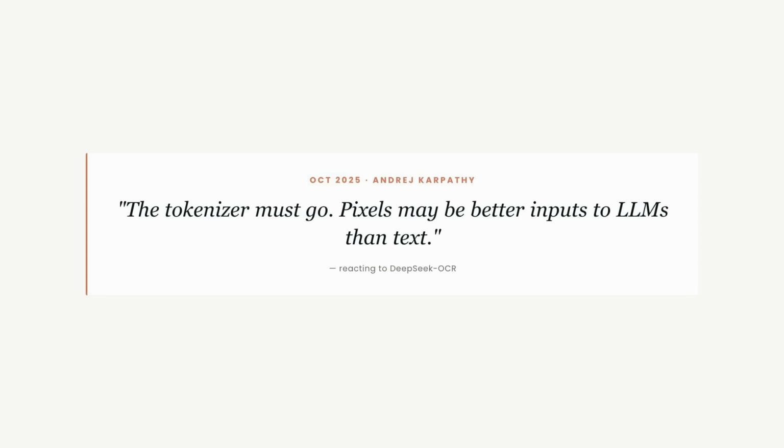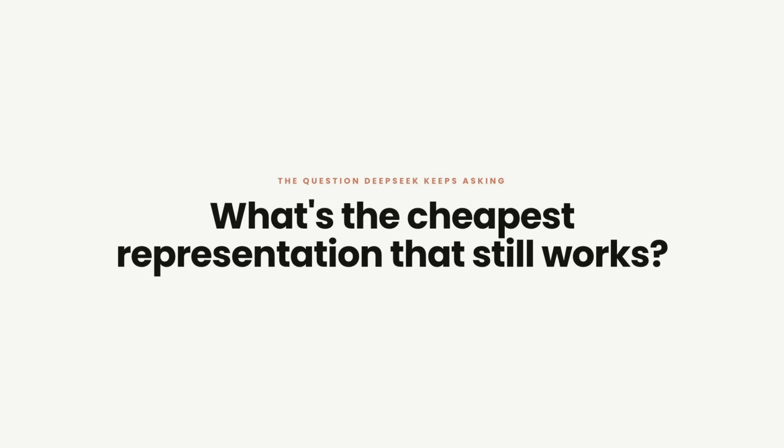So if you ask what the through line is across all these models, it's basically one question. What's the cheapest representation that still works? VL2 said fewer activated parameters. In Janus, they said decouple the encoders. In the OCR paper, they said compress text into pixels. And this paper says make special coordinates first-class tokens in the chain of thought.